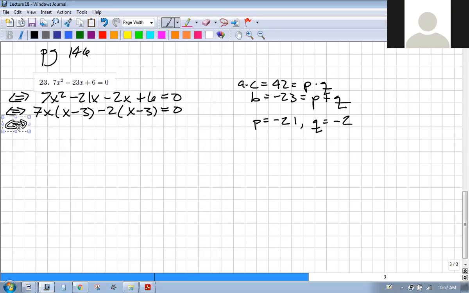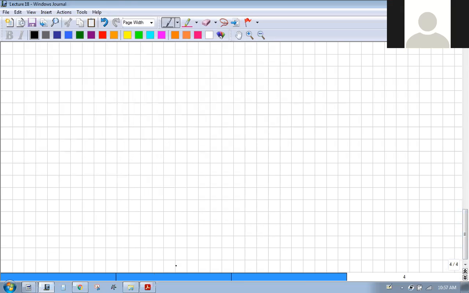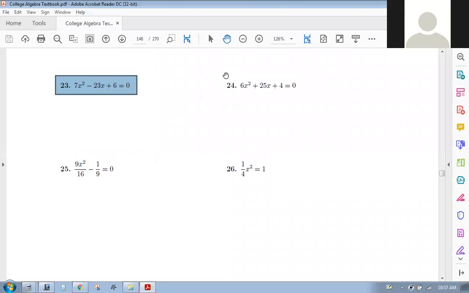It's getting crowded. We have a 7x and a minus 2, both times an x minus 3. So either 7x minus 2 is 0 or x minus 3 is 0. So x is 2/7 or x is 3. That's number 23.